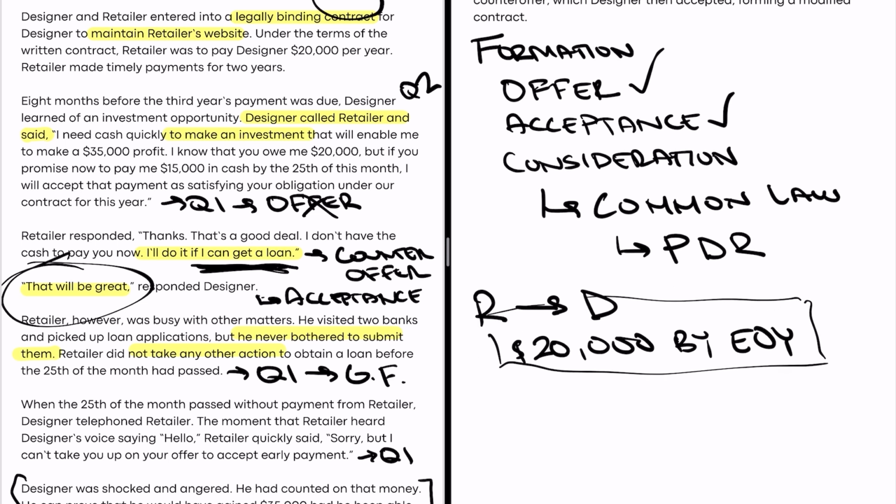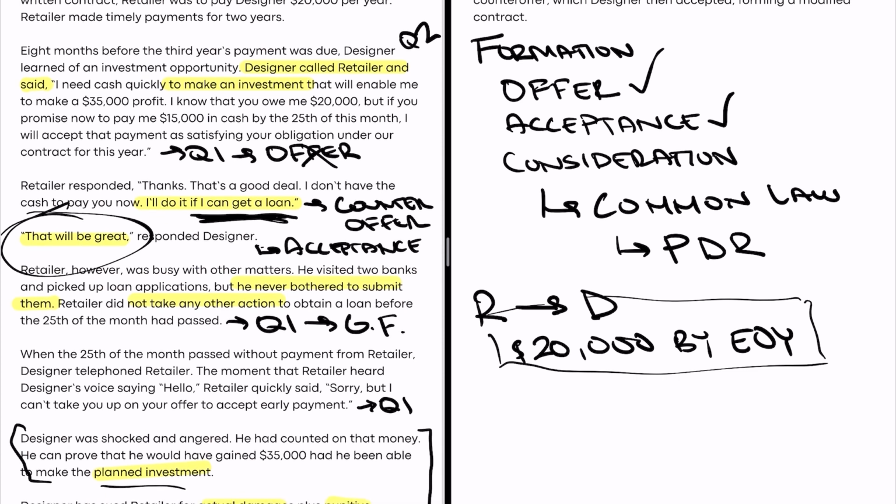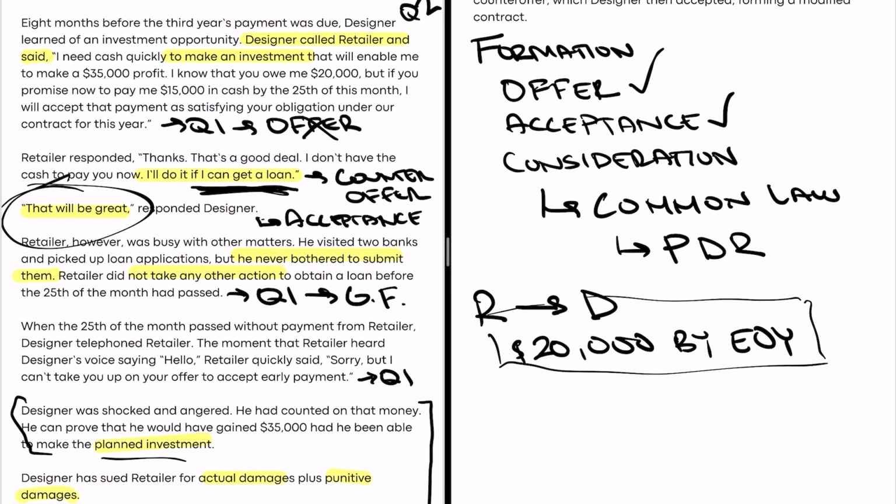The key here was under the modification, if we go back to the paragraph on this, designer called retailer and said, I need cash quickly to make an investment that will make me a $35,000 profit. I know that you owe me $20,000, but if you promise now to pay me $15,000 in cash by the 25th of this month, I will accept that payment as satisfying your obligation under our contract for the year. So here, designer is saying, I know you owe me $20,000, but I'm going to accept $15,000 if you pay it by the 25th, right?